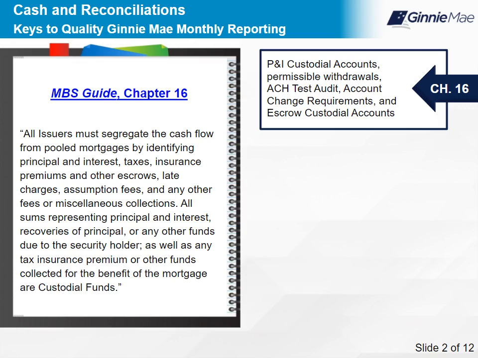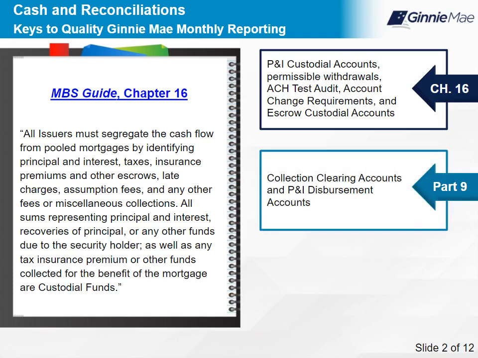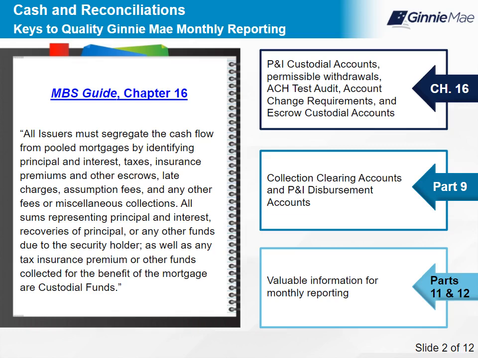Chapter 16 provides important information on central P&I custodial accounts, permissible withdrawals, automated clearinghouse, ACH, test audit, account change requirements, and escrow custodial accounts, among other topics. Part 9, Clearing or Disbursement Accounts, provides guidance on collection clearing accounts and P&I disbursement accounts. Part 11, Reconciliations of Custodial Accounts, and Part 12, Transfer of Custodial Accounts, provide valuable information that you should understand for your monthly reporting. Importantly, quality monthly reporting is dependent on your Ginnie Mae program knowledge, reconciliations, tests, and internal service controls. Select Next to continue.